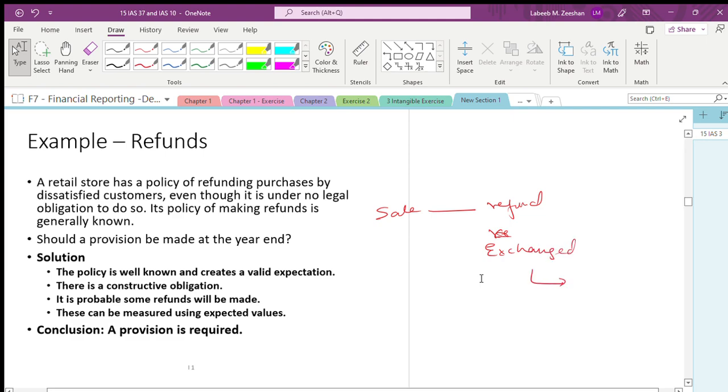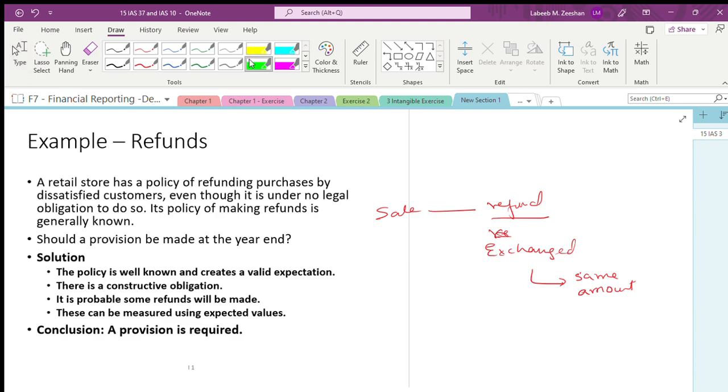Exchange means we will exchange with the same amount. Sometimes they will repay, but nowadays we don't have any repayment, only exchange. That also has a condition, within the next 7 days or 15 days. Within 7 or 15 days you can exchange, but beyond that you cannot. Should the provision be made at the year end?